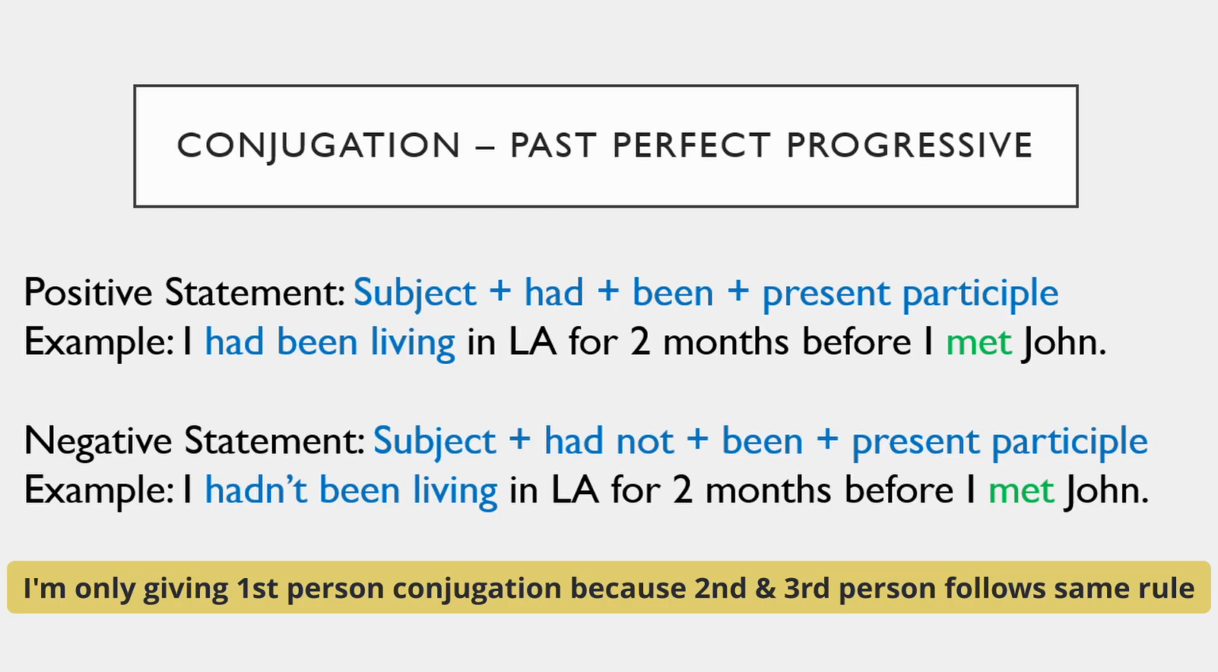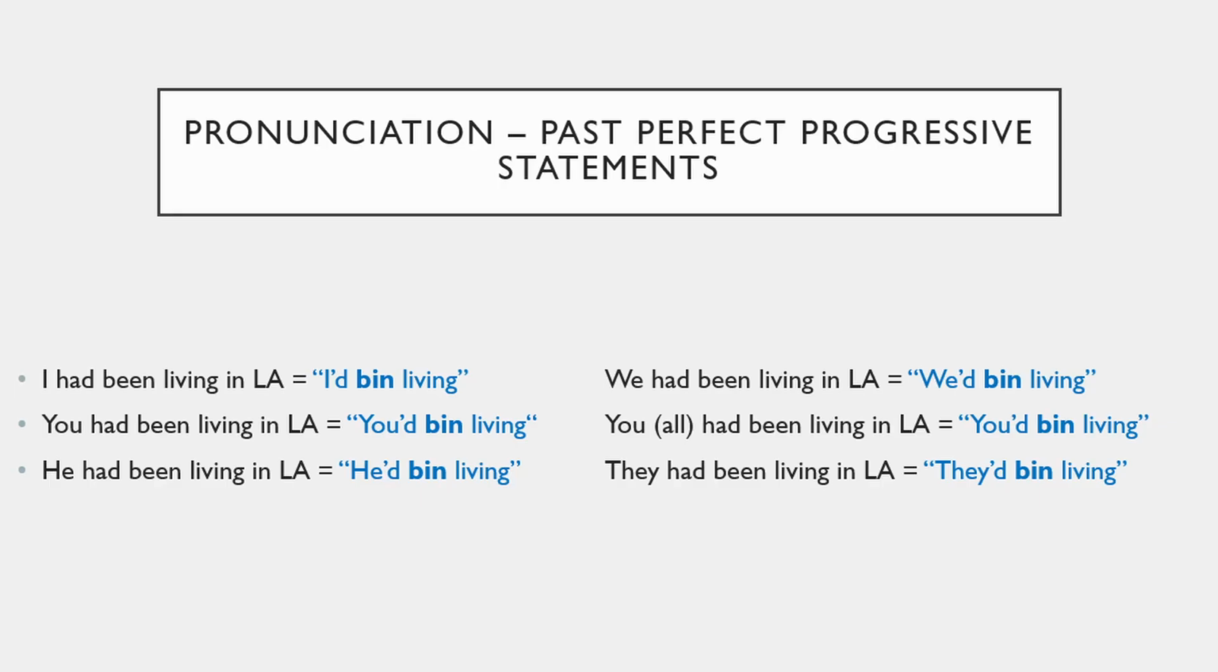Okay, I hadn't been living in LA for 2 months before I met John, for example, in the negative statement. Okay, so that's conjugation. Let's talk about pronunciation, because this is a common construction. You do hear it a lot. The pronunciation for the first person singular for the past perfect progressive.